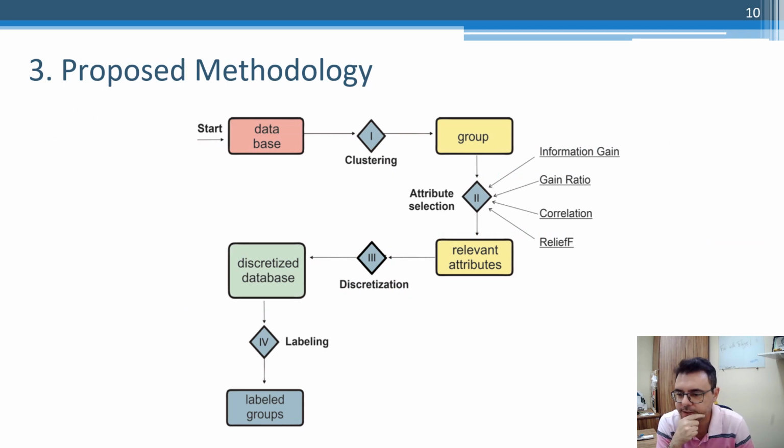Here we can see the proposed methodology. We start with a database, making clusters by commits, and given groups. Then we select the best attributes that represent each group by these 4 filters: information gain, gain ratio, correlation, relief. Finally, we have the relevant attributes of each group, and then we make a discretization, and have a discretized database. With the relevant values and the value range of each attribute, we can take the label of each group. So we have the labeled groups.